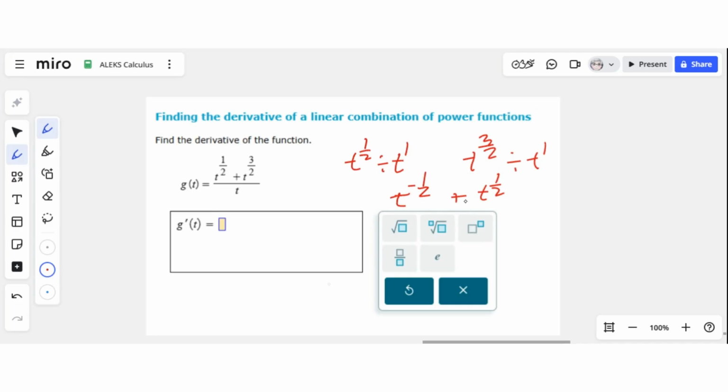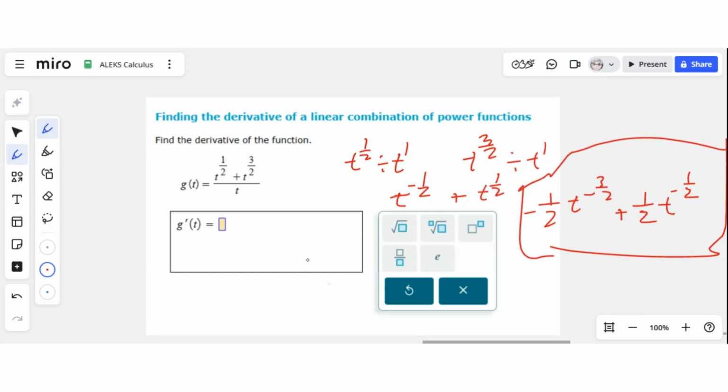But now we can apply the power rule. Again, we're going to multiply by the exponent, so -1/2, and then we're going to subtract 1 from the exponent. So that's going to be -3/2. -1/2 minus 1 is -3/2. And the second piece, we multiply by the exponent, 1/2 t. We subtract 1. 1/2 minus 1 is -1/2. And that could be your answer. You could type it in just like that.